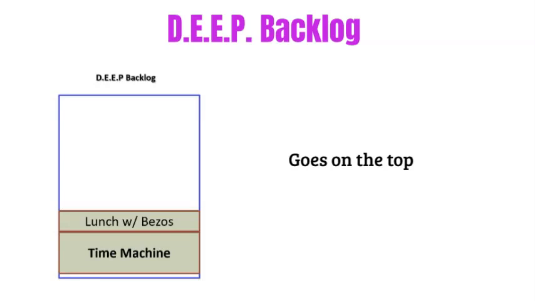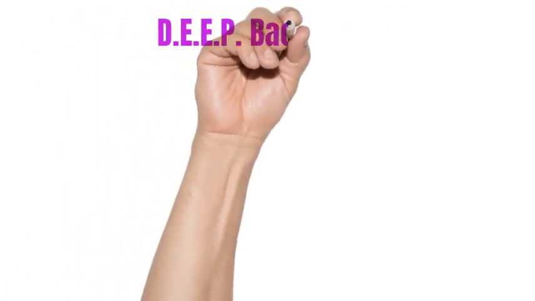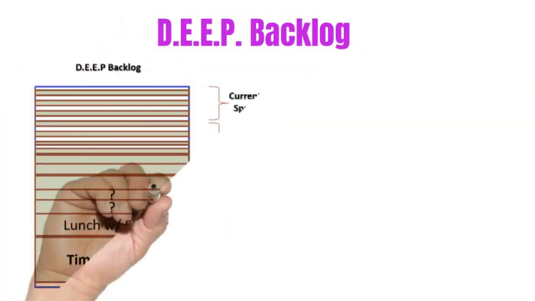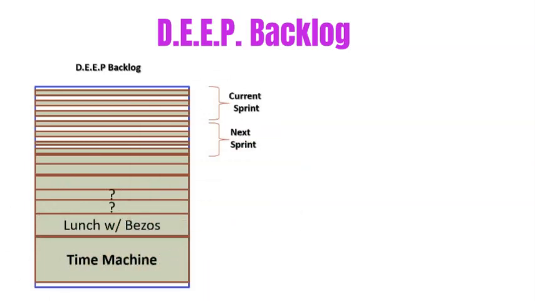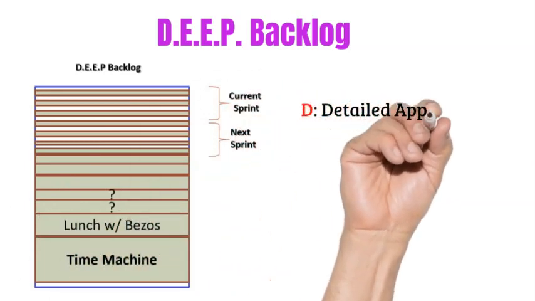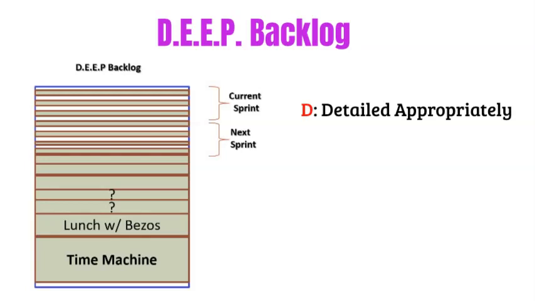on top of the time machine. What this indicates is that the probability of doing lunch with Jeff Bezos is more than building a time machine. Like that, the product owner builds the backlog from bottom to top. So the stuff on the top is detailed appropriately. What does it mean? The stuff on the top is very finely, granularly articulated.